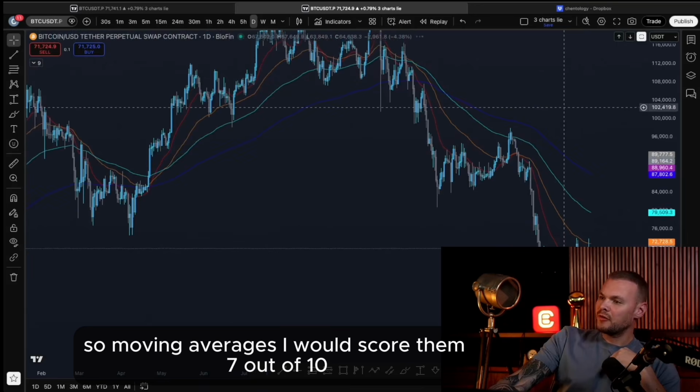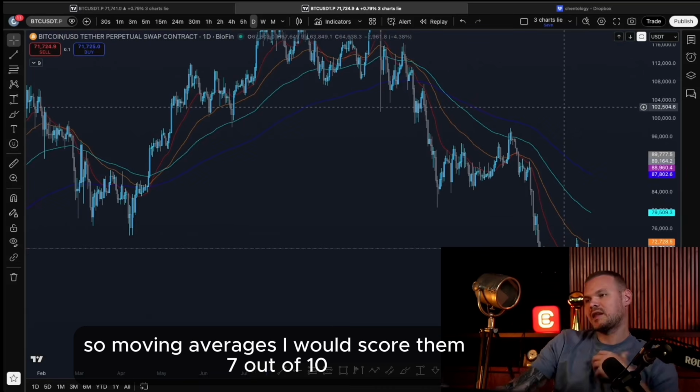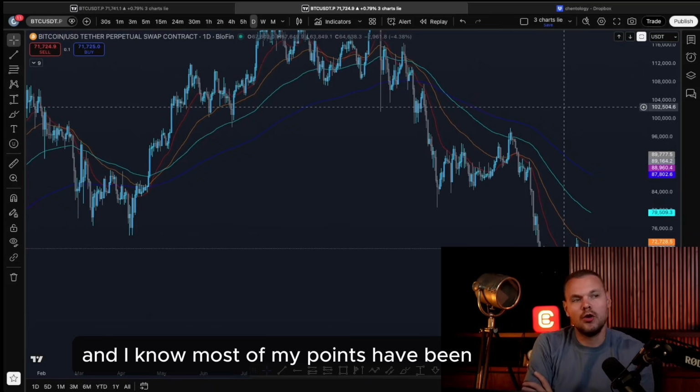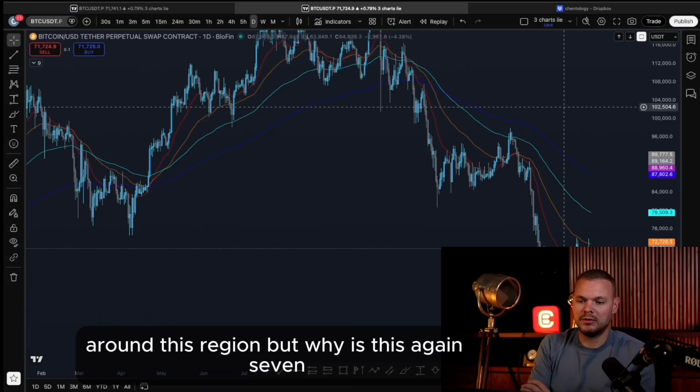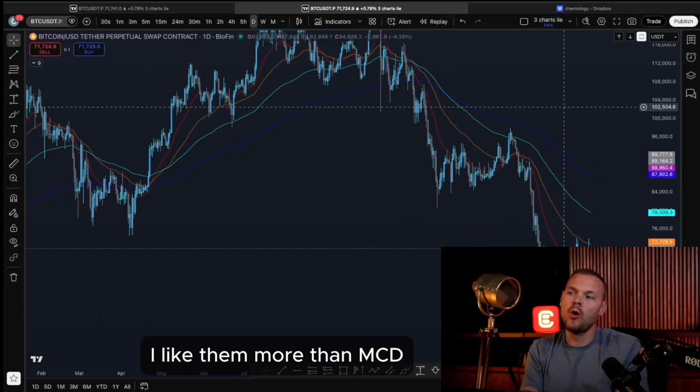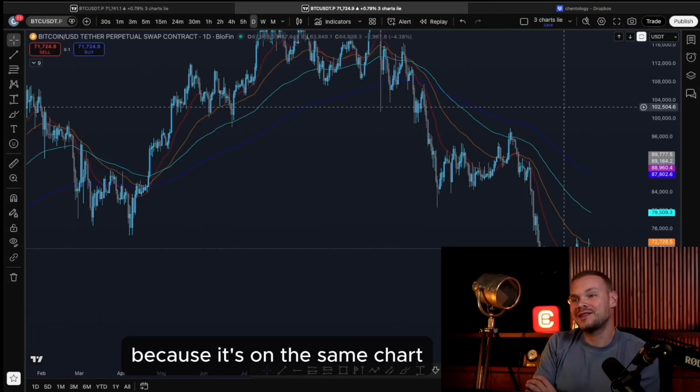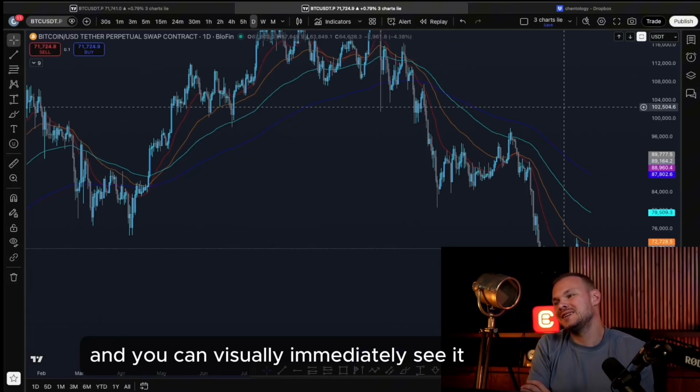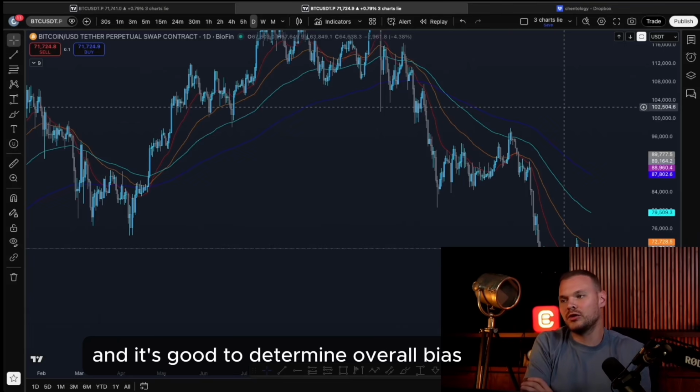So moving averages, I would score them 7 out of 10. And I know most of my points have been around this region, but why is this again 7? I like them more than MACD because it's on the same chart and you can visually immediately see it. And it's good to determine overall bias.